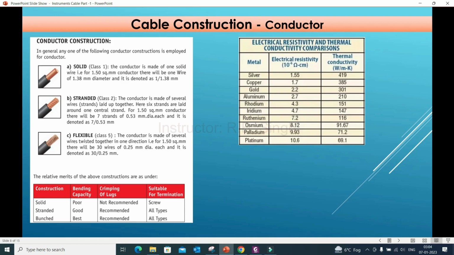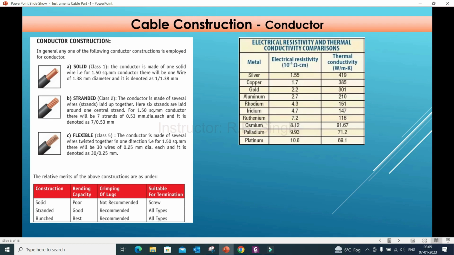There will be 30 wires of 0.25 mm diameter each, and it is denoted by 30 by 0.25 mm. So if you talk about solid construction of the wire, it is very less efficient and very less recommended. So basically in the oil and gas or EPC sector industries, we can use either stranded or bunched wire. Most of the cases we use stranded wire because it is best for the construction and best for installation purposes.